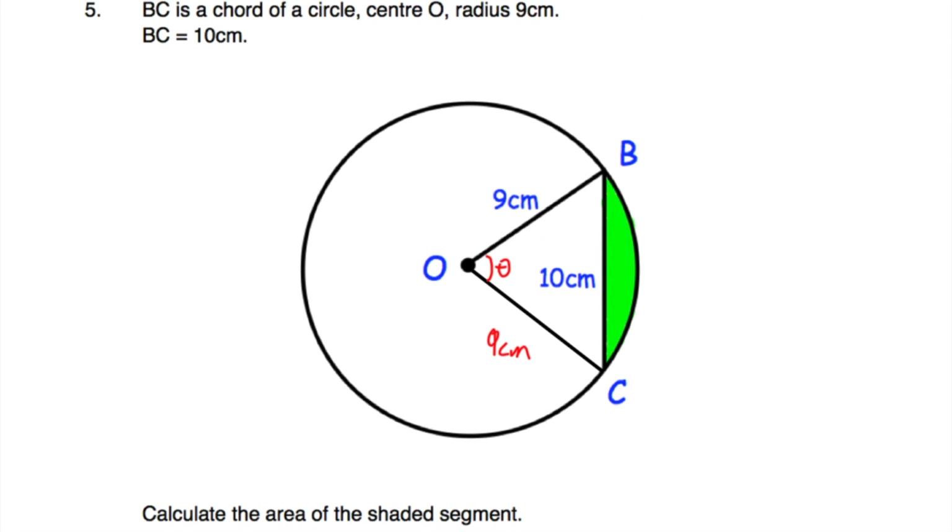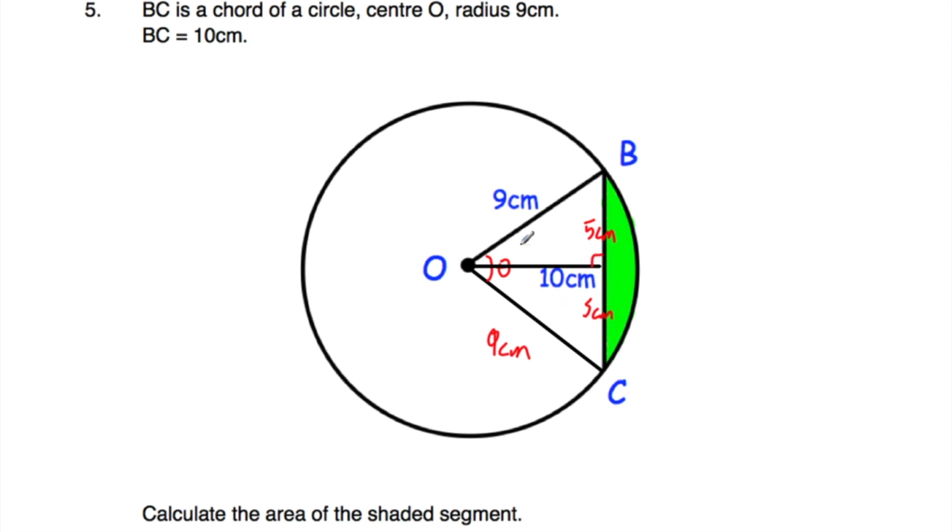Or another approach we could use is basic trigonometry, and that's the approach that I'm going to use. I'm actually going to cut this triangle in half. I'm going to go straight across here. Now because it was an isosceles triangle, that line is going to be a line of symmetry when we cut it in half that way. So because the line BC was equal to 10 centimeters, it will now be 5 centimeters there and 5 centimeters there, and that's a right angle.